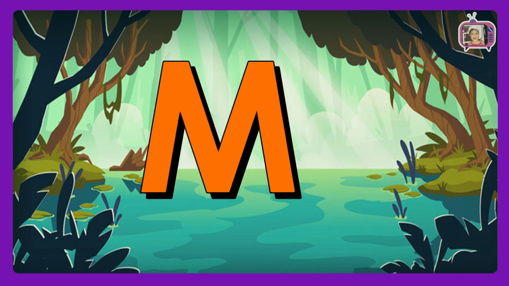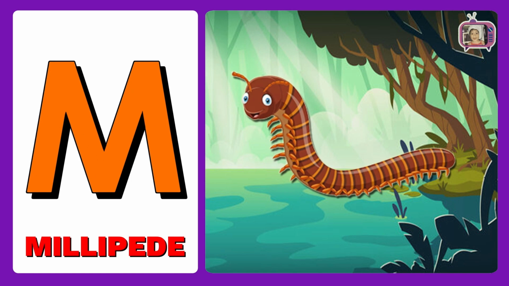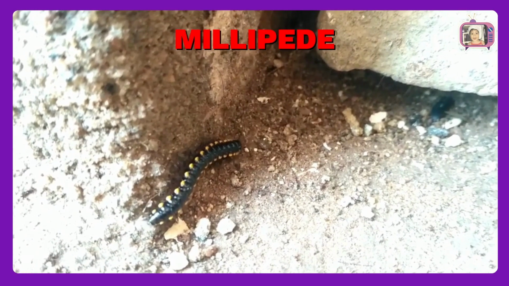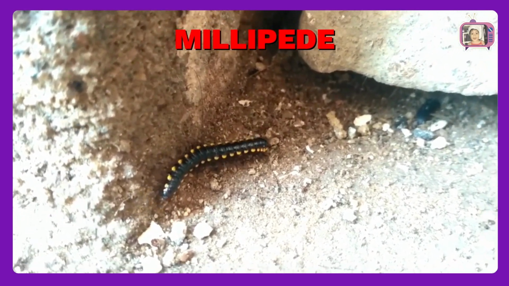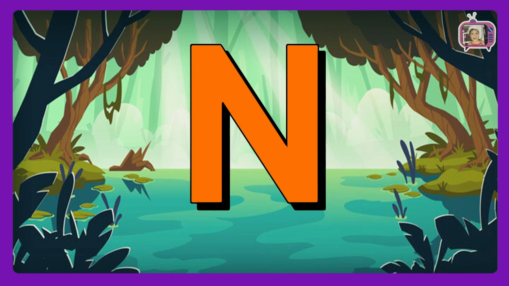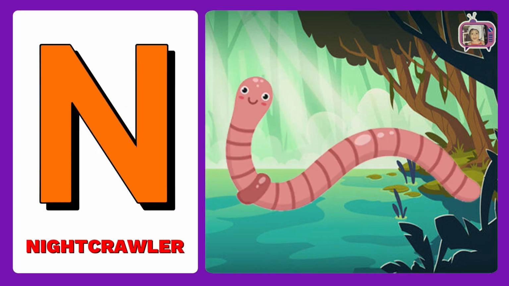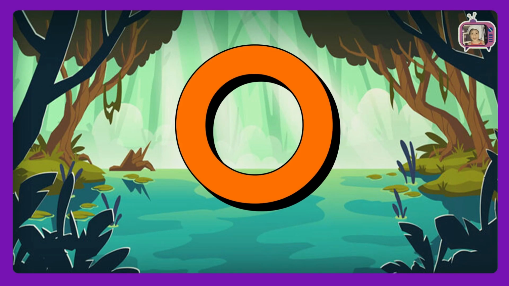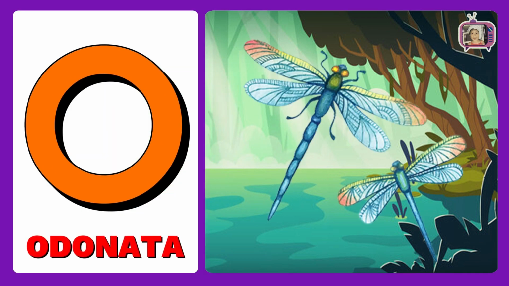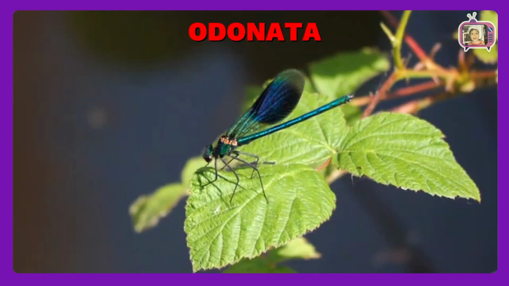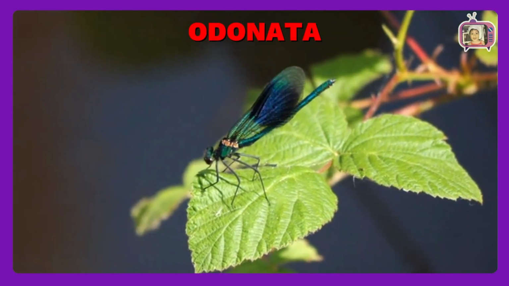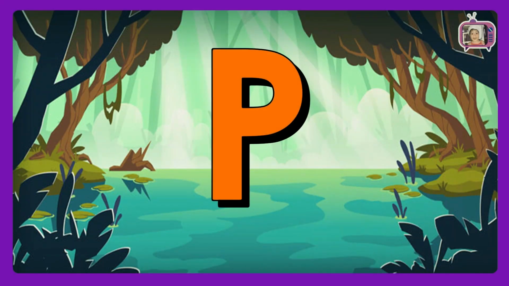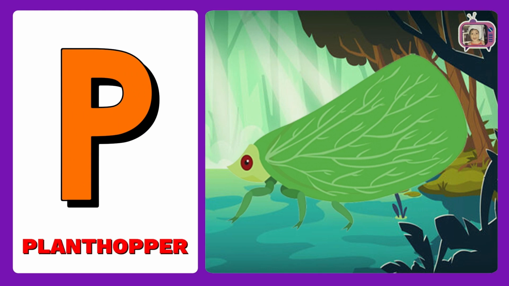M. M is for millipede. Millipede. N. N is for nightcrawler. Nightcrawler. O. O is for Odonata. Odonata. P. P is for planthopper. Planthopper.